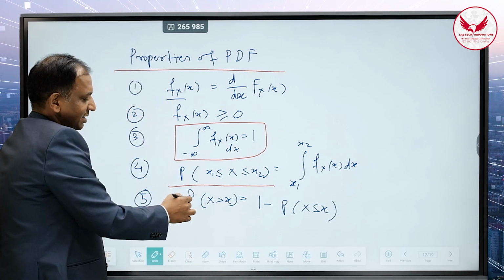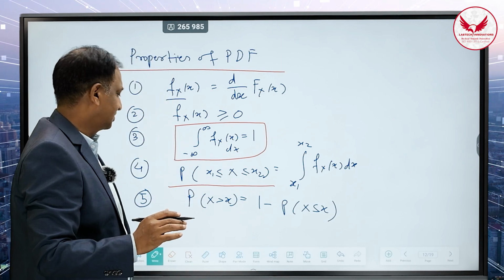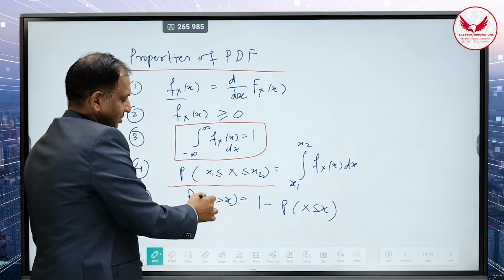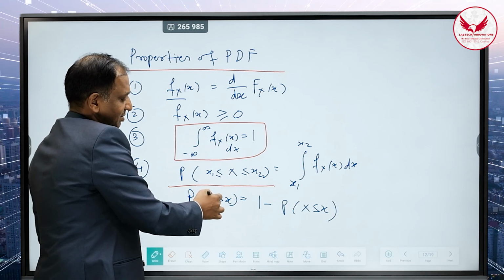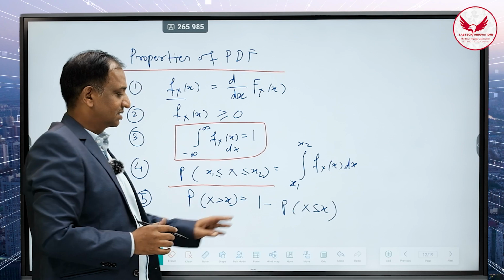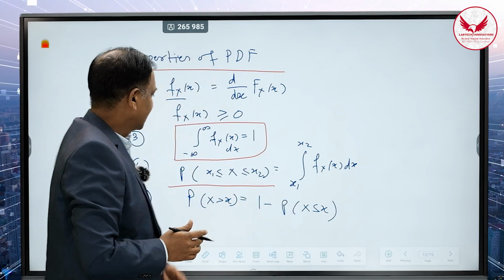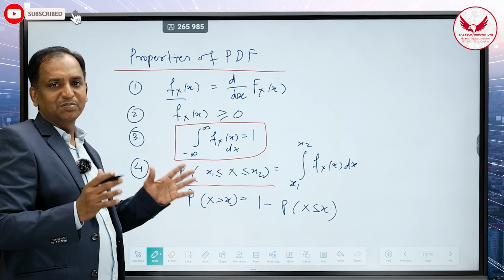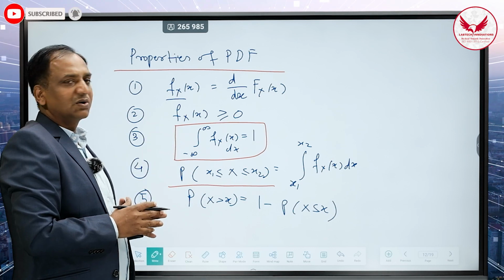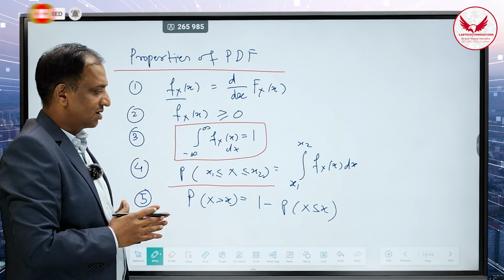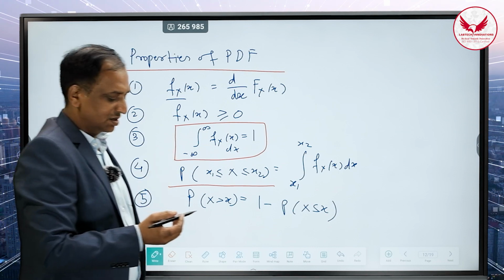And the last property is that sometimes you will be asked to find the probability that the random variable X is greater than x, which is equal to 1 minus the probability of X less than or equal to x. These are the three properties, and with the help of these properties you can solve any problem. Now we'll go for the problems on the PDF.